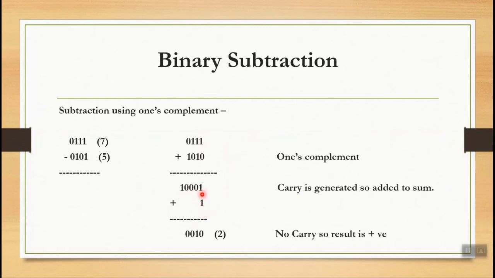So we have added this number. 1 plus 1 is 0, carry 1. 1 plus 0 is 1. Then 0 has come out. The carry we have already taken here. So in the final result there is no carry, so this number is positive. And the result is 2. 7 minus 5 is 2 only. So in this way we can do subtraction basically by addition with one's complement.